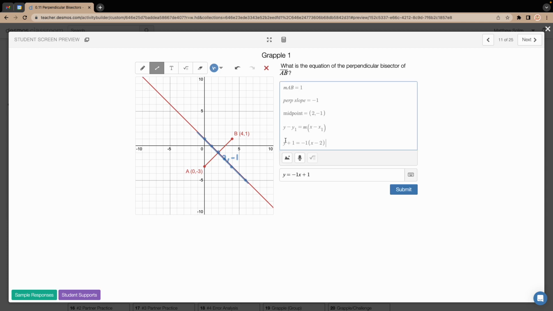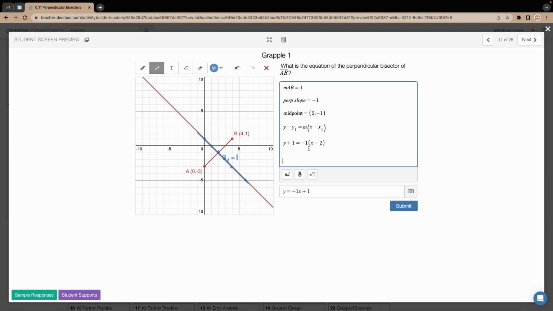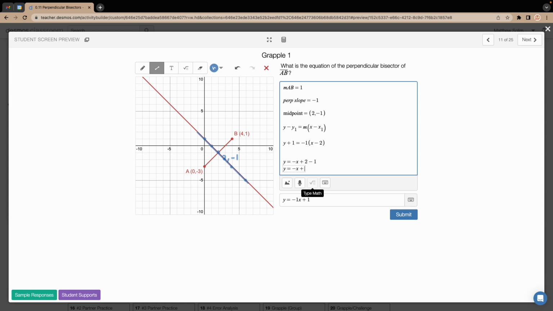We did it in point-slope form. You could also use the graph to help you get slope-intercept form. And if you wanted to convert, you could always solve for this. So take point-slope form. I'm going to subtract the 1 to the other side. I'm going to distribute that -1, so negative x. -1 times -2 is positive 2. And then I'm going to subtract 1 from the other side. 2 minus 1 is 1. So it's just y equals negative x plus 1.